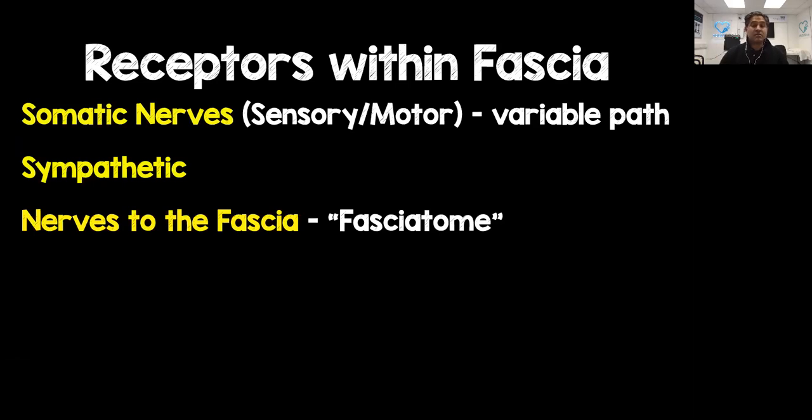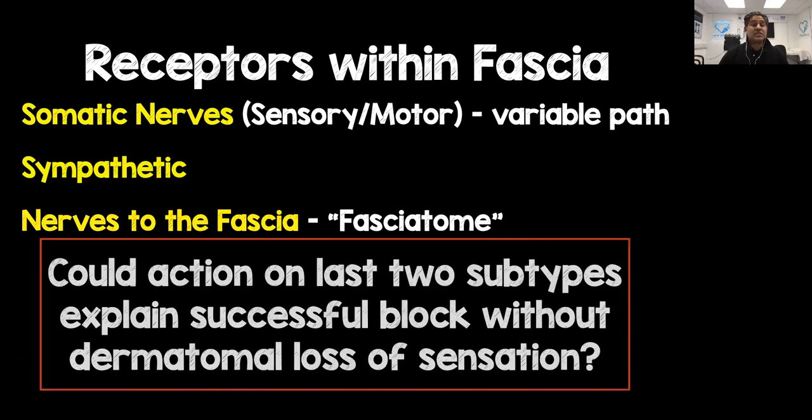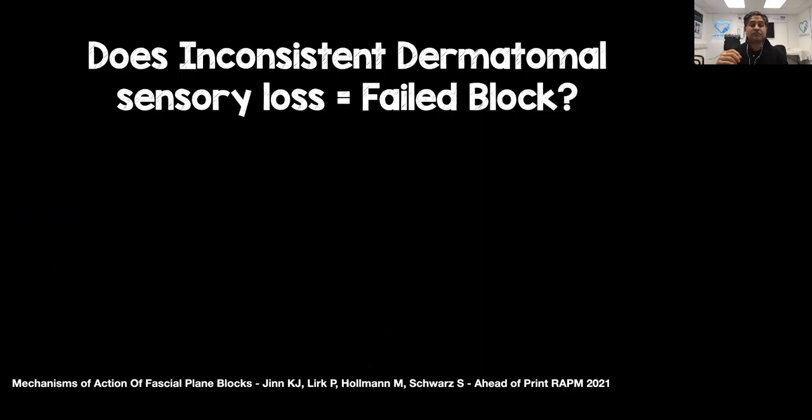So what receptors lie within the fascia? We've got somatic nerves, so sensory and motor nerves, and for example, the lateral cutaneous nerves, and that makes sense, or the lateral pectoral nerves. But they have a variable path within the fascia. We've got sympathetic nerves within the fascia. Now, if local anaesthetic was to act on sympathetic nerves within the fascia, so in the fasciatome, that might explain why you're able to get a successful block without any cutaneous loss of sensation. And this is one of the problems with fascial plane blocks. And maybe actually the reason you've got a successful block without cutaneous manifestation is it's not acting on those nerves.